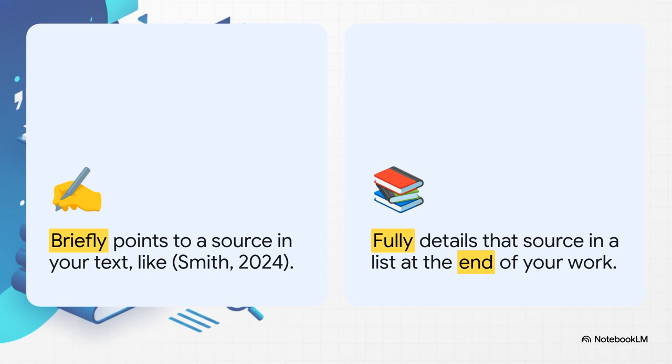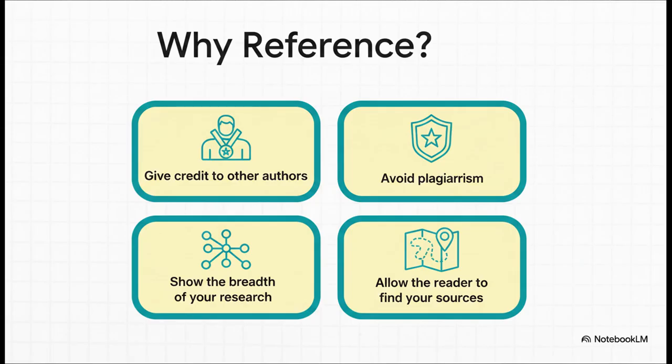Part 2 is the full entry in your reference list at the very end of your assignment where you give all the juicy details. And why do we even do this? Well, it's about giving credit where it's due and not plagiarizing. That's crucial. But it's also about you. It shows your marker the hard work you've put into your research, and it lets anyone reading your work follow your research trail and maybe even discover those same sources for themselves.